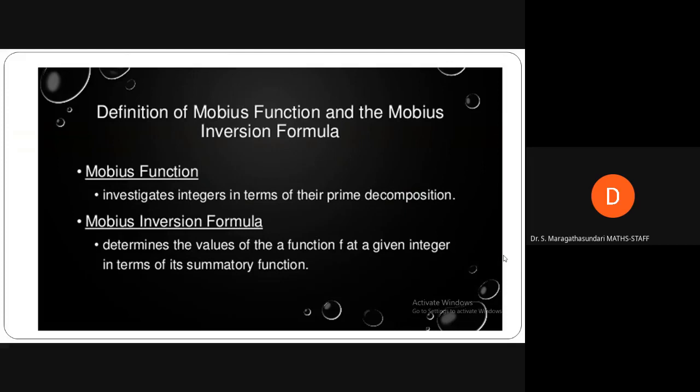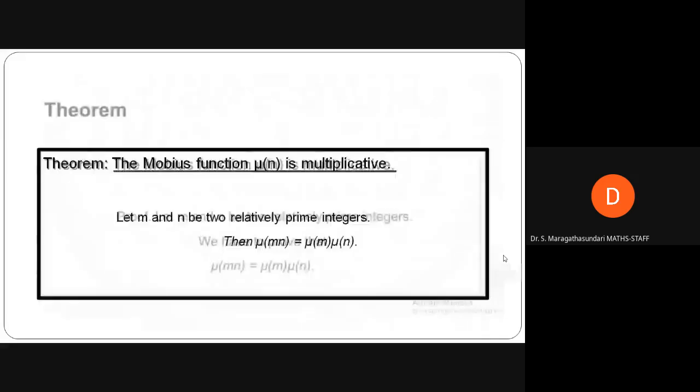And while we are talking about the Mobius inversion formula, it gives the values of a function at a given integer. In what way will it be giving? It will be giving in terms of its summatory function. So whatever the function is given, it finds the values of the function at that particular integer, in terms of its summatory function.